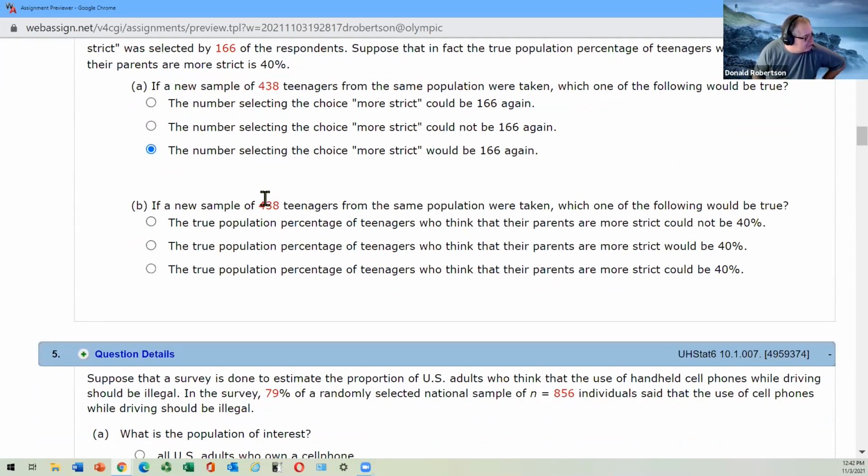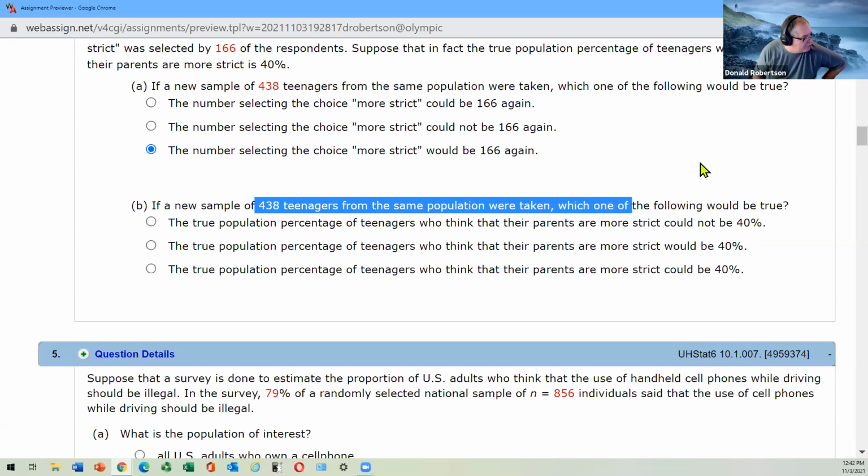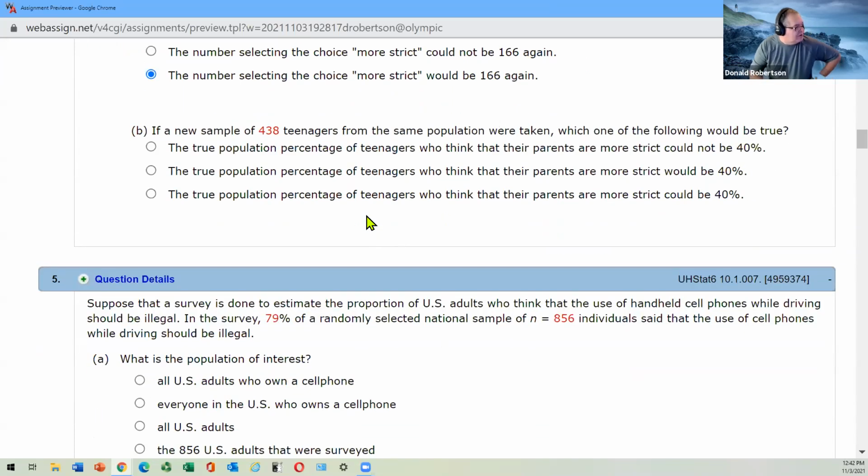Now, if a new sample of 438 was from the same population, which of these would be true? The true population percentage wouldn't be 40, would be 40, or could be 40. So it could not be 40, could be 40, or it would be 40. That's just very similar sounding, but one of those is right. The population percentage, would it be 40 again, would it not be 40, or could it be 40? Which of those is it?